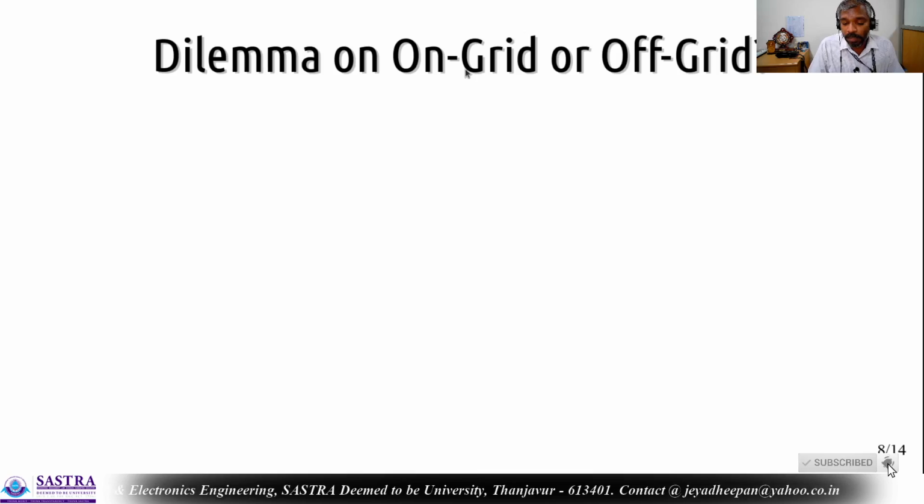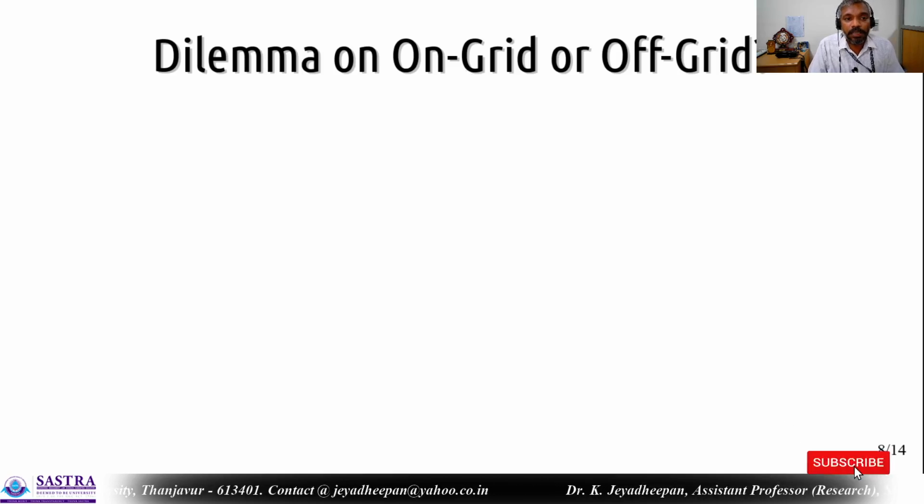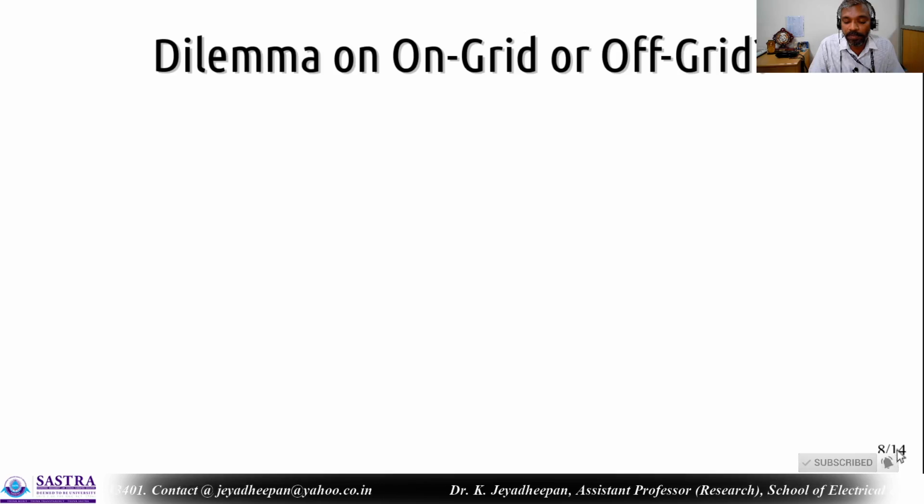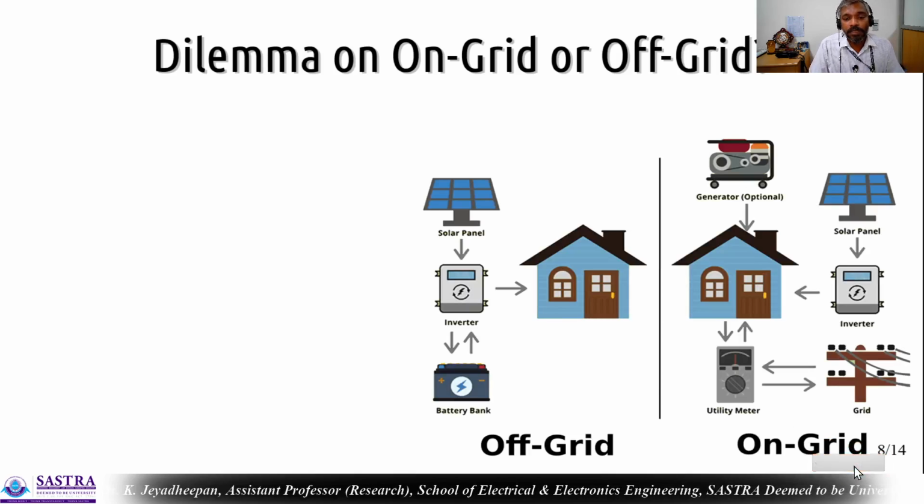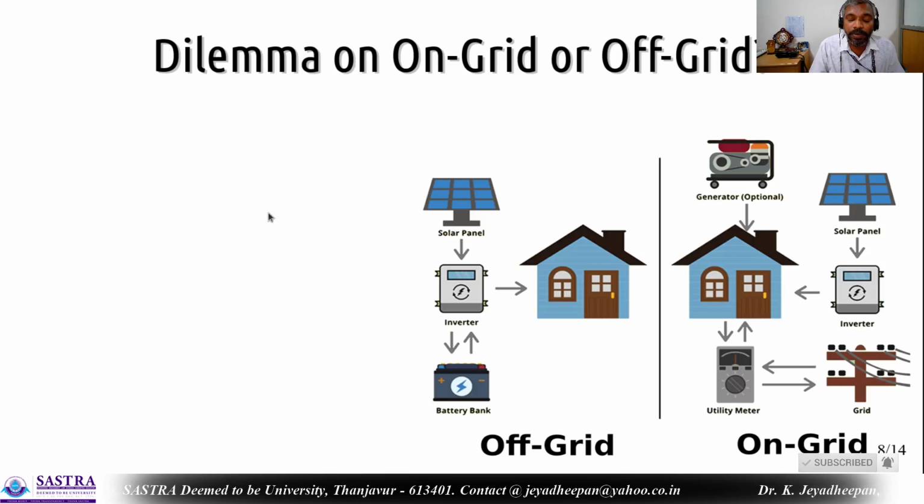And if you are okay with the previous calculation and you are ready to go with the solar installation, the next important thing is a dilemma: whether I have to go for on-grid or off-grid, right? Off-grid, as I already told you, is a completely independent one. On-grid means it is a dependent one. In this slide we are going to see the differences between on-grid and off-grid.